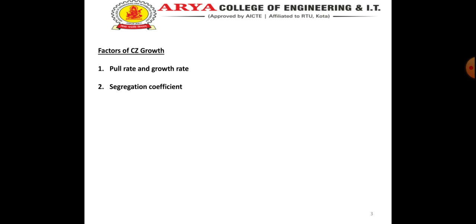Now we have the segregation coefficient. The impurity dopants added to the melt to obtain a particular resistivity tend to segregate at the solid-liquid interface faces. That is, the solid may be more or less likely to contain an impurity than the liquid. However, due to the existence of thermal gradients in the melt, it is found experimentally that the segregation coefficient differs from its equilibrium value. So this is all about CZ growth.